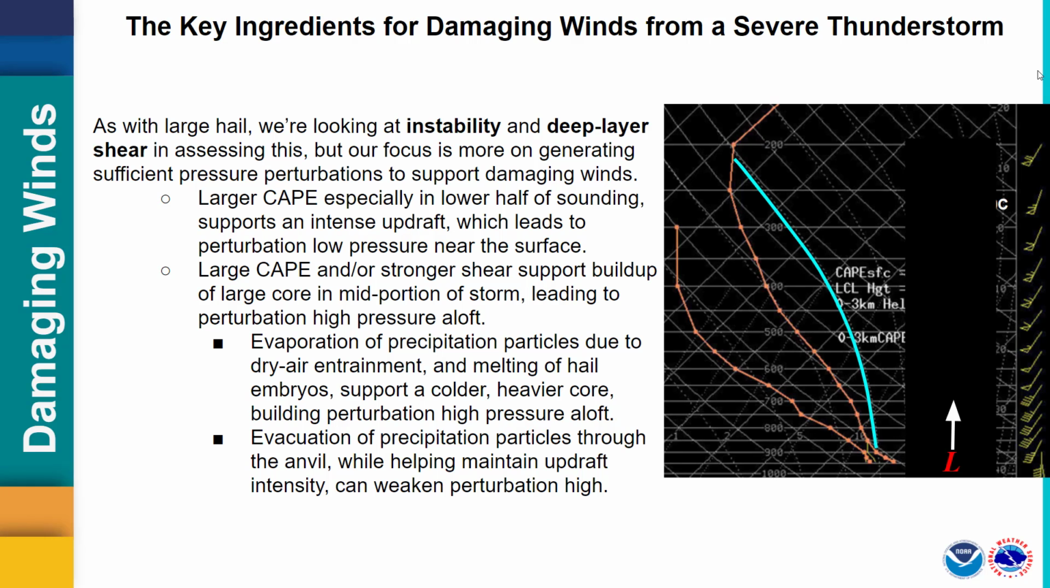Then we look aloft for large CAPE or stronger shear that supports a buildup of a large core of precipitation in the mid-portion of the storm, leading to a perturbation high pressure aloft. This can be aided by evaporation of precipitation particles due to dry air entrainment, or melting of hail embryos that support a colder, heavier core, building perturbation high pressure aloft. The evacuation of precipitation particles through an anvil, while helping maintain updraft intensity, can weaken the perturbation high.